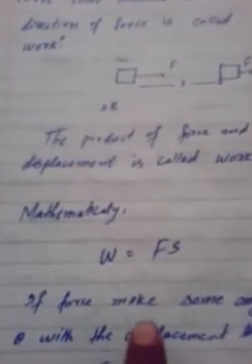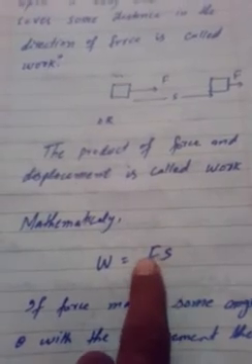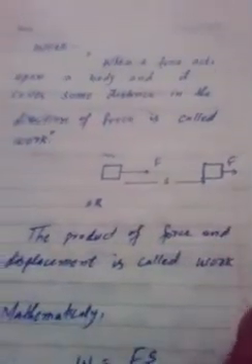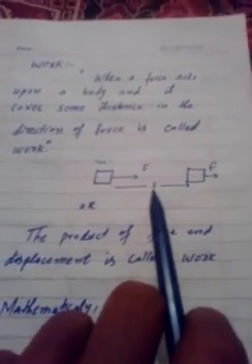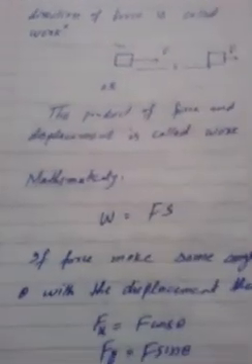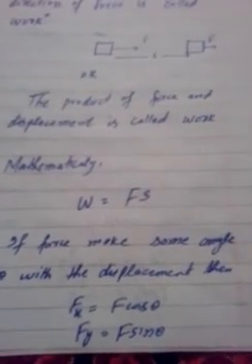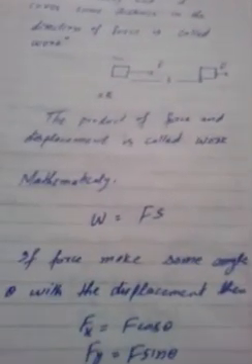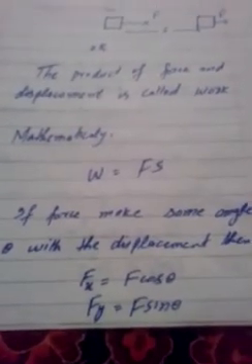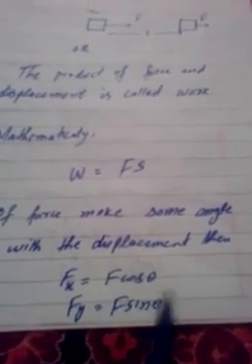Mathematically, work is written as W = F s, where F represents force and s represents the distance. When we apply force F and it covers some distance s in the direction of force, then F multiplied by s will be work. If force makes some angle theta with the displacement, then this force will be resolved into components, that are Fx and Fy components. Fx component is equal to F cos theta and Fy component is equal to F sin theta.